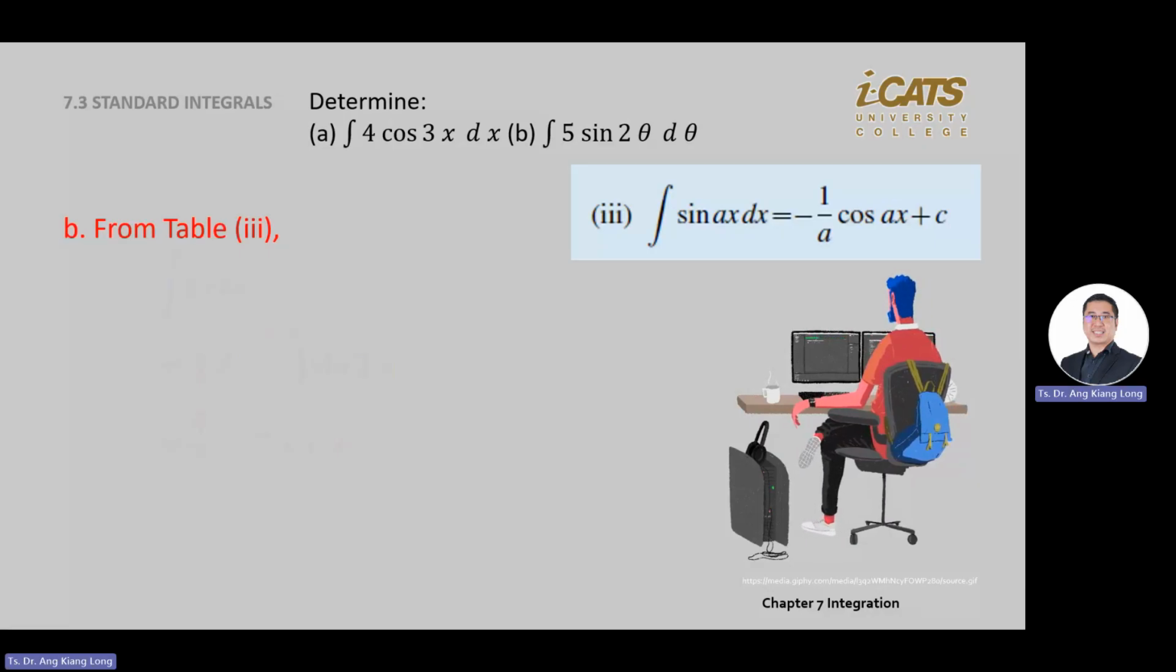We do not do the proving part. Straight away we apply the results. If you take pure mathematics, you need to prove why you integrate sine ax dx and how you get minus 1 over a cos ax plus c. For our engineering courses, we don't need to prove this equation.